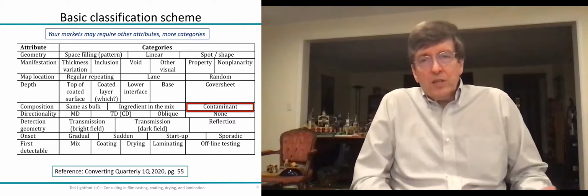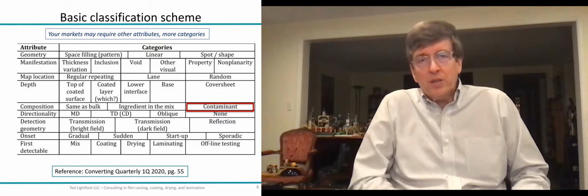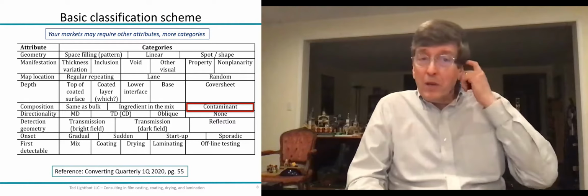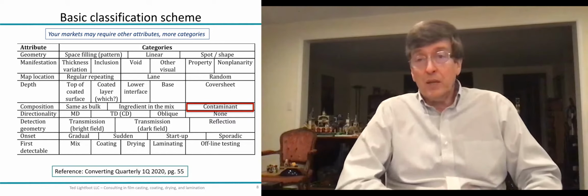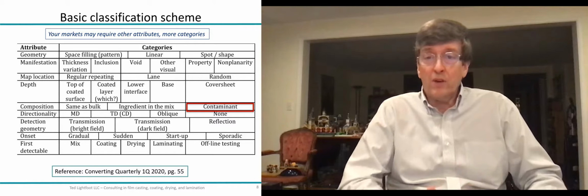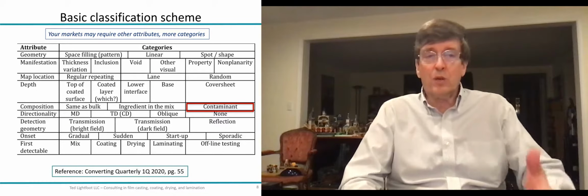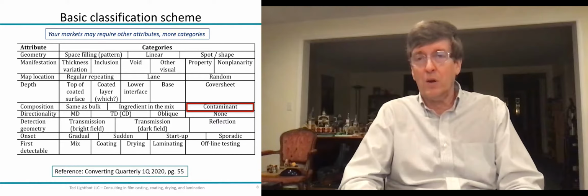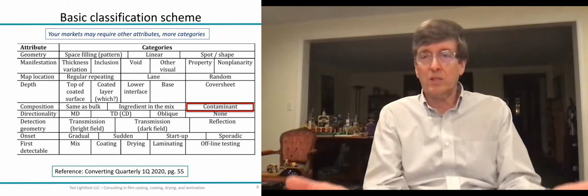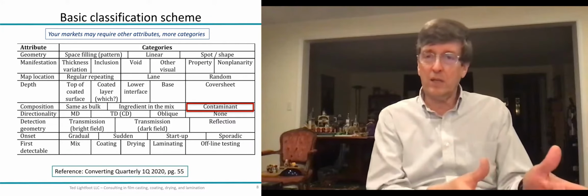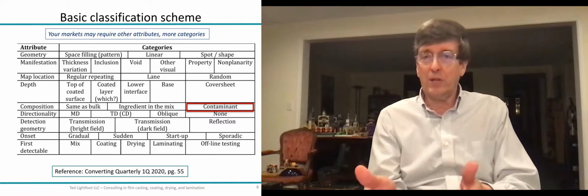Here's a classification scheme, a very simple one, that I put in an article in Converting Quarterly, first quarter. I'm not going to talk about it now. I am going to mention that, number one, it is basic. Depending on the markets you're in, you may need to have a whole lot of other classes of defects, other categories. But, for example, contamination: you're looking at whether the defect is made out of the same thing as the coating. Is it one raw material in the coating, or is it something that doesn't belong there? So that's sort of a general attribute. Then under contamination, you might have white contamination, dark contamination, fiber contamination, et cetera.